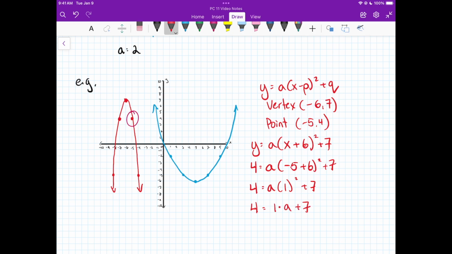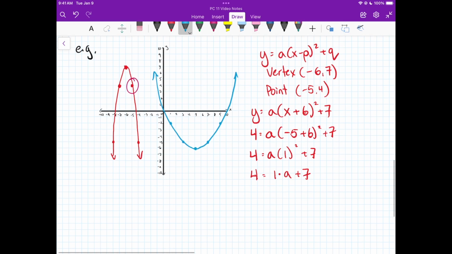And now we can solve this. And this is a really easy solve. So the only thing we actually need to do is move that 7 to the other side of the equation. So if I subtract 7 on both sides here, on the left, I'm going to end up with negative 3. And on the right, well, 1a is just a. And so our a value is negative 3.